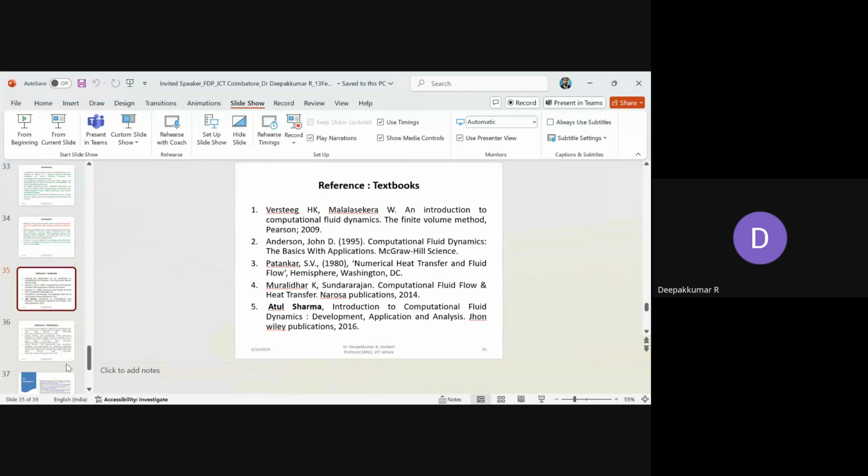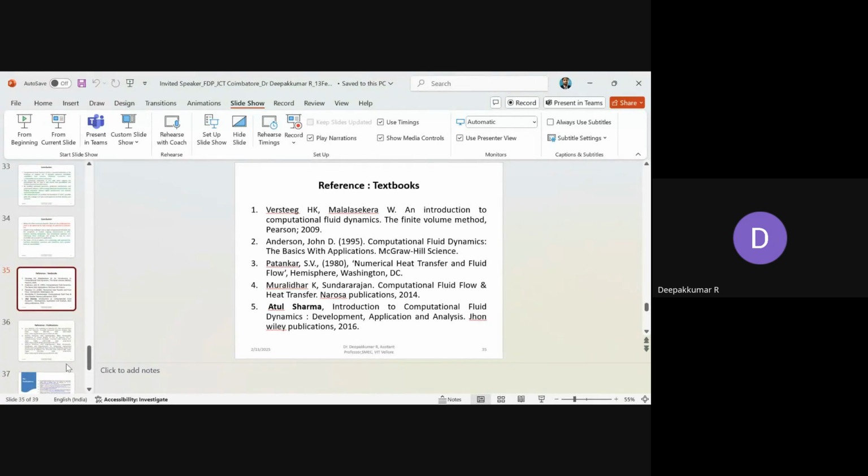Most of the software uses a finite volume based solver, the SIMPLE algorithm. This algorithm is used to solve the governing equations of CFD, like the Navier-Stokes equation, continuity equation, momentum equation, and energy equation. So you can refer to this textbook to understand the SIMPLE algorithm. What is the SIMPLE algorithm?